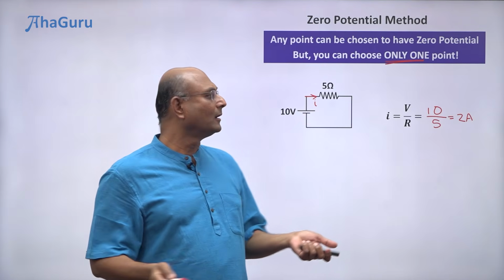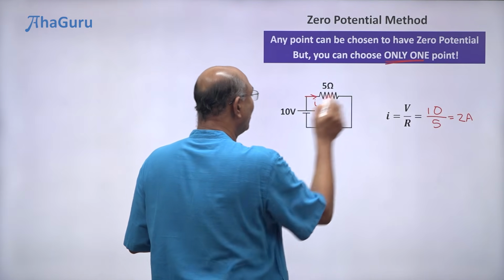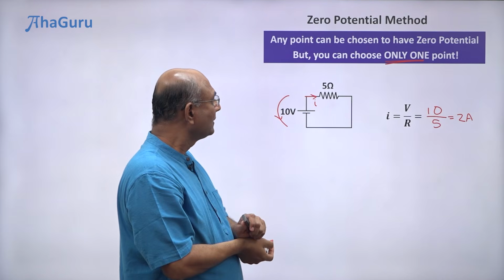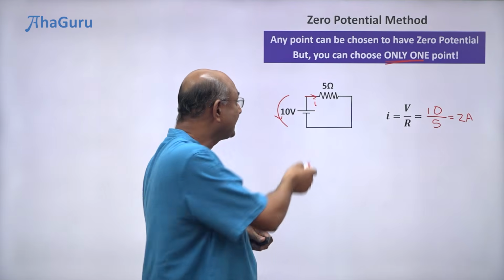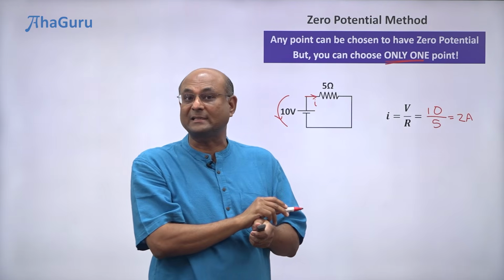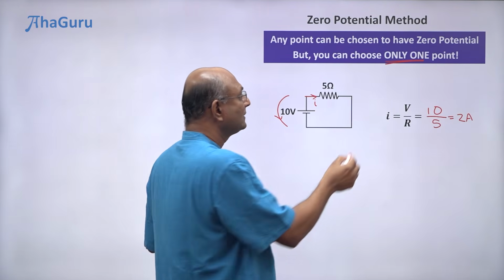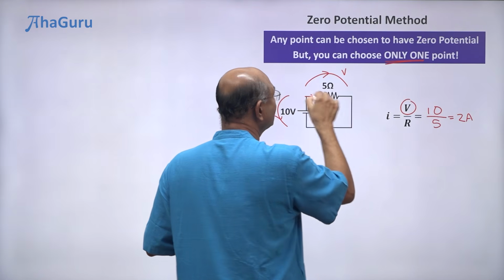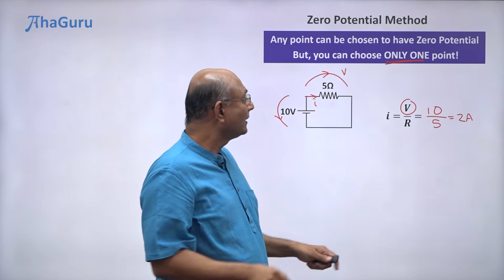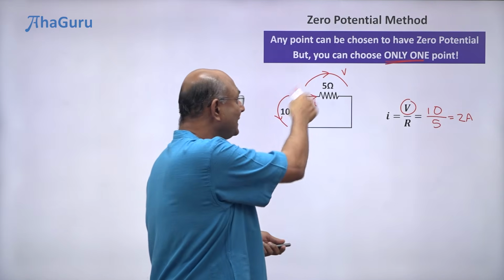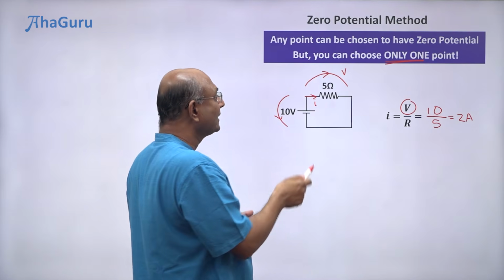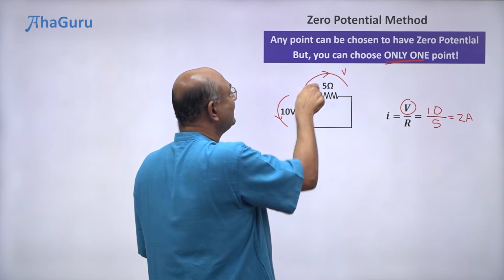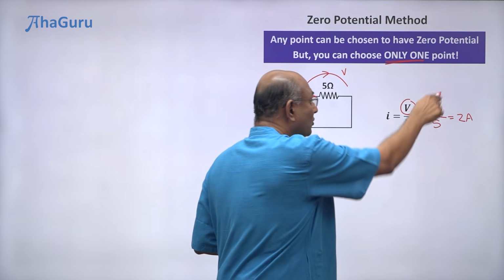Why is the method wrong? Because 10 volts was this potential drop, the battery's potential drop. Does Ohm's law say battery's potential drop divided by the resistance value is equal to the current? No. This V has to be the potential drop across the resistor, not across the battery. Well, in this case, it will turn out to be the same, but we don't know that yet. So you cannot just say this V divided by that R. So this method is wrong.